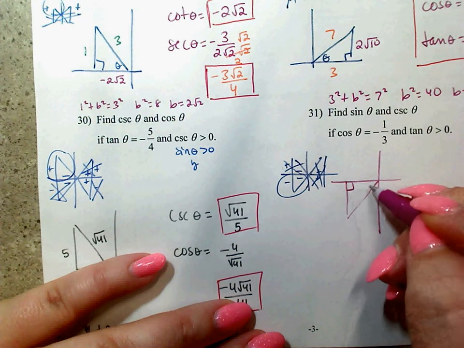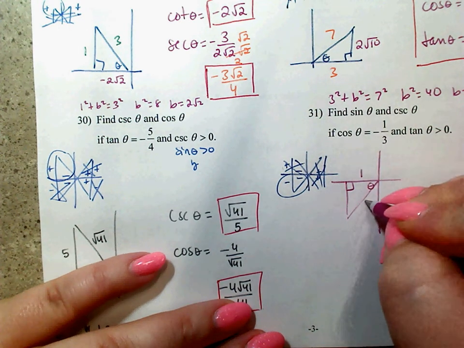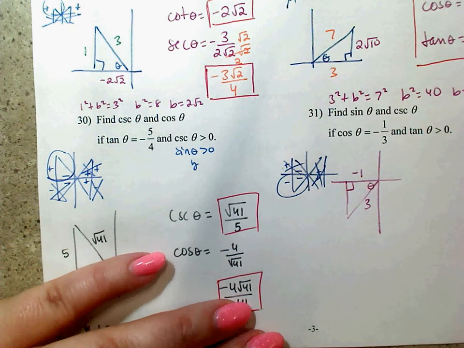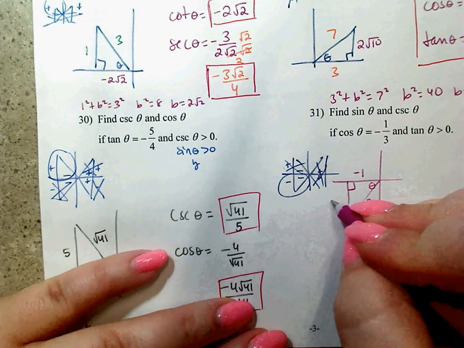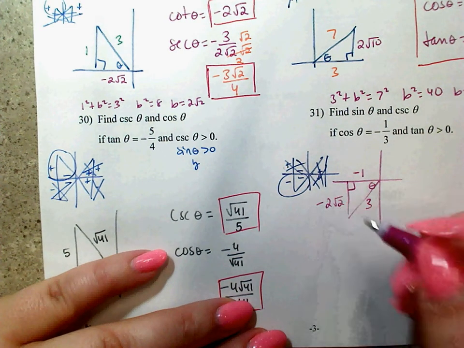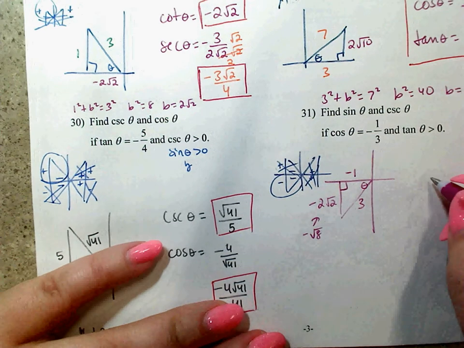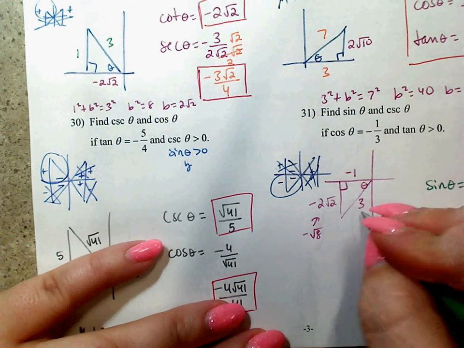Cosine is adjacent over hypotenuse. So I'm going to put adjacent 1, hypotenuse 3. One of them gets a negative. Hypotenuse can never be negative, so it's -1. And then Pythagorean, 9 minus 1 is 8. So this is 2 root 2, the square root of 8. And then the question is, what is sine? So sine is opposite over hypotenuse. So -2 root 2 over 3.